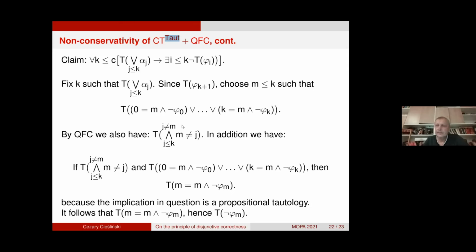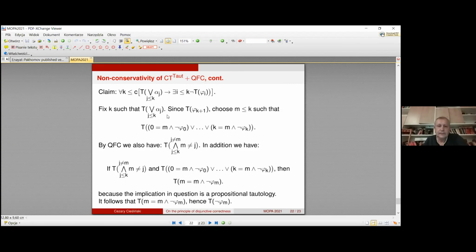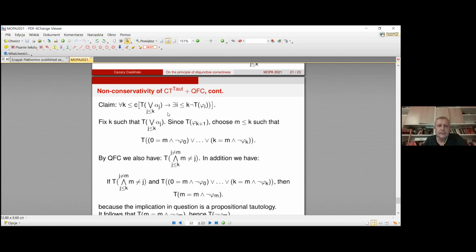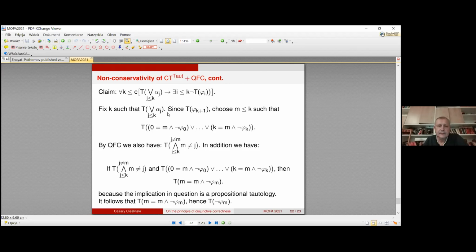Before I take questions, I can actually respond to Roman's question from before, if you don't mind. Roman asked a question earlier about essentially the piecewise coded portion of the truth predicate versus the disjunctively correct part. So I'll just say this is essentially the Enayat-Pakhomov proof that DC is equivalent to delta zero induction.